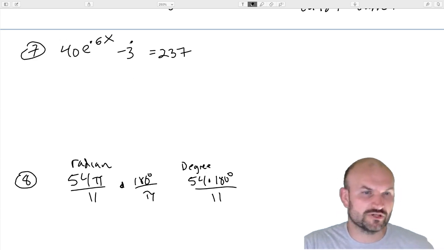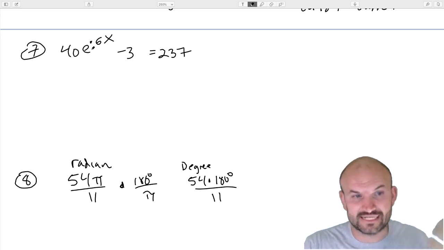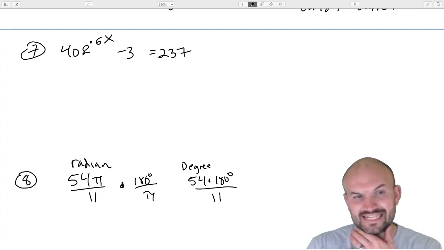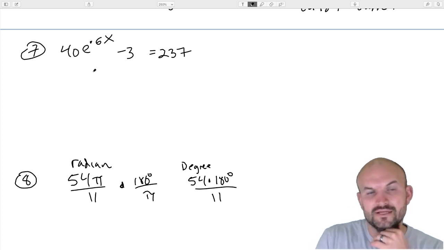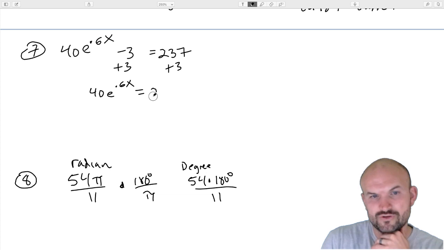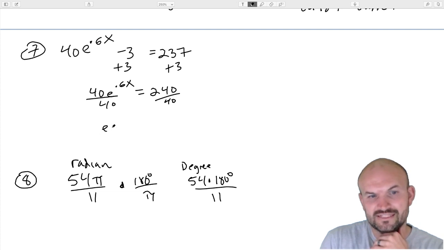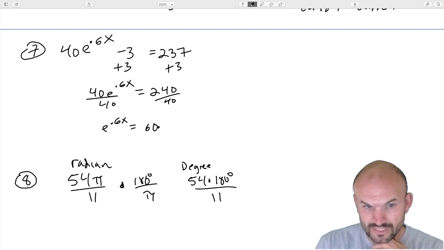The first thing we want to do when we solve an exponential equation is isolate the exponent. Now this E is actually in the base, and then it's raised to the 0.6x. So the first thing I'm going to do is add 3 to both sides. Then I have 40 E to the 0.6x equals 240. Then I'll divide by 40 on both sides, and then I have E to the 0.6x equals 60.